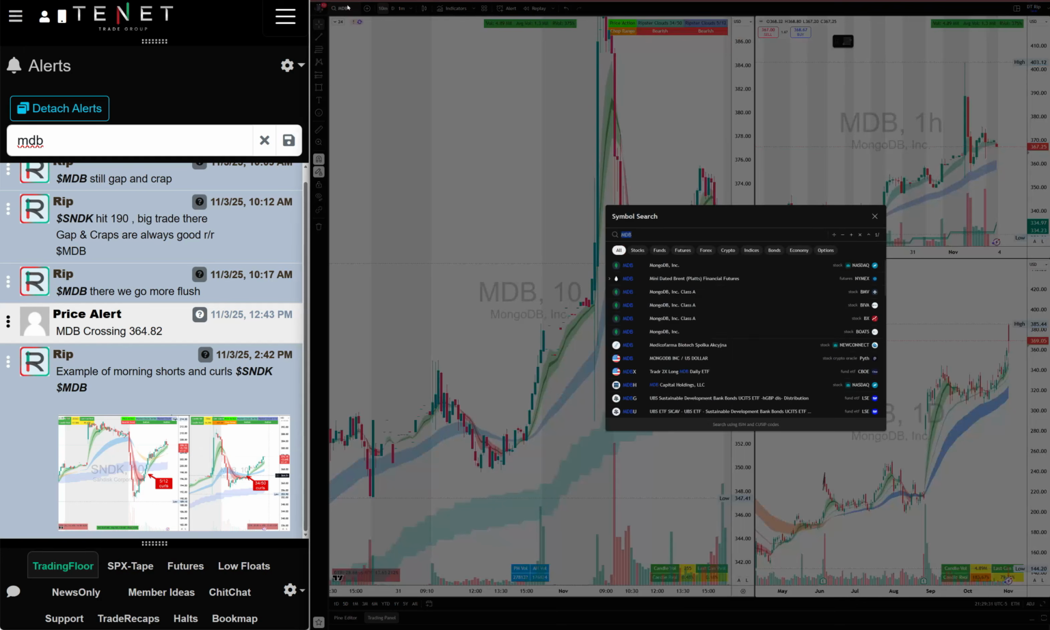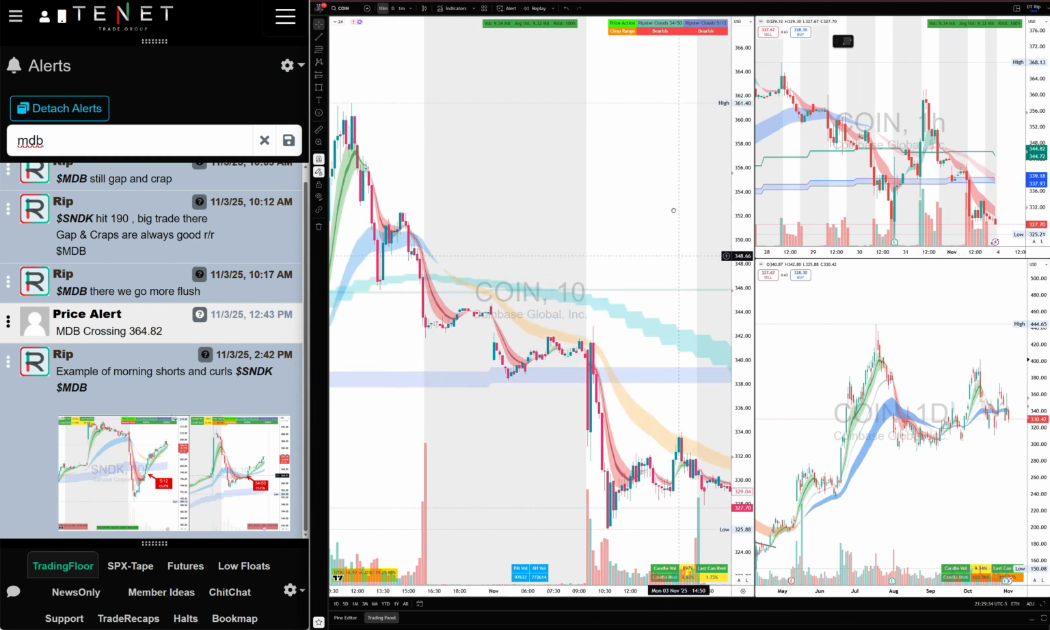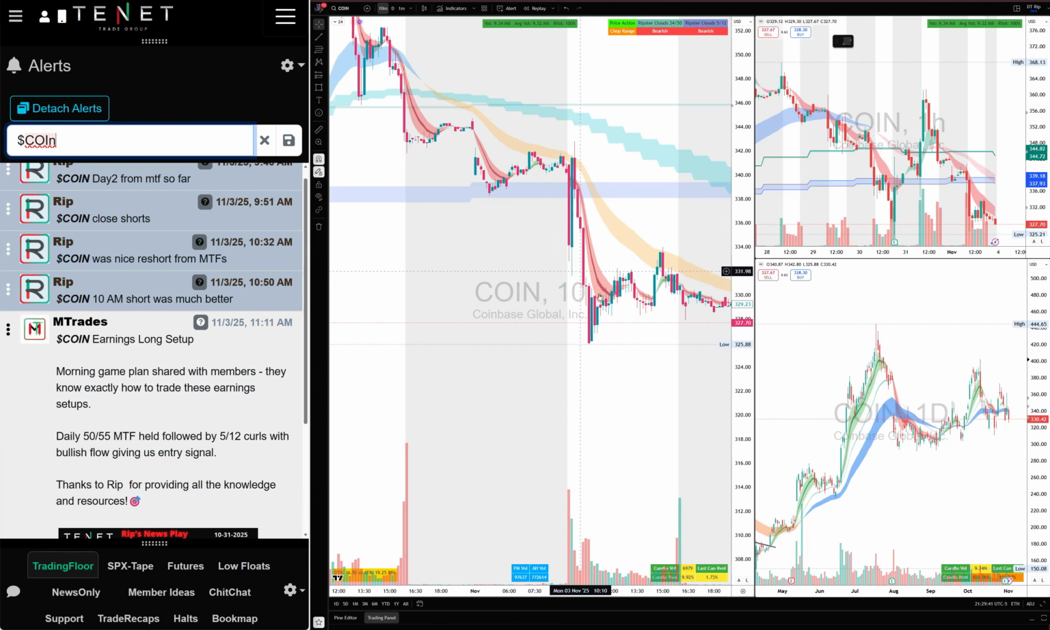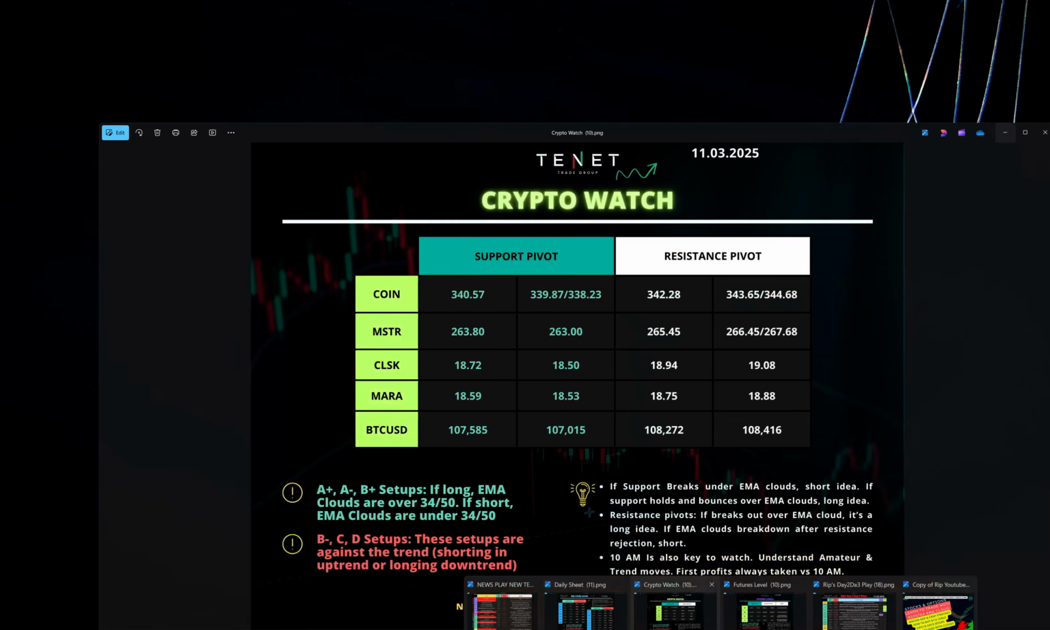All right, so the next one we're going to look at is COIN. So COIN was a short today, although we lost on the initial short on COIN, because it kind of swiped back on us. So let's look at what the plan was for us on COIN.